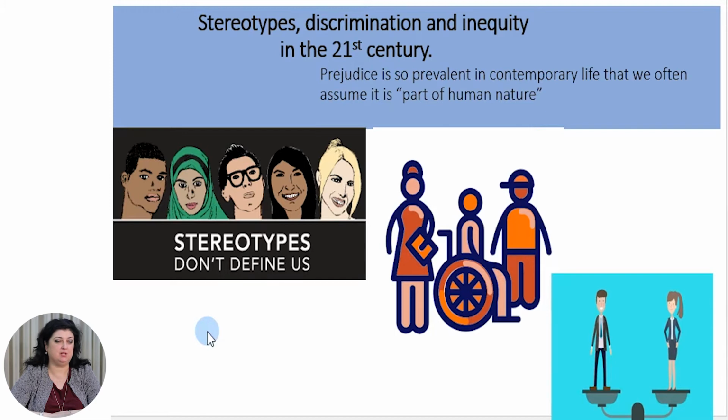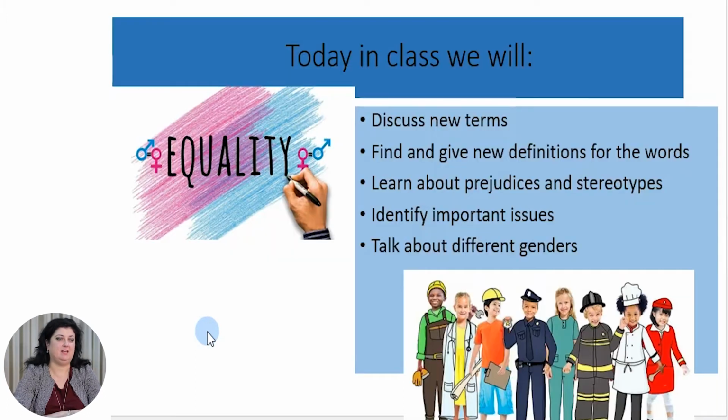Look at the pictures below. What do you see? Who do you see? So today in class, we will discuss the new terms. We will find and give new definitions for the words. We will learn about prejudices and stereotypes. We will identify important issues and we will talk about different genders.